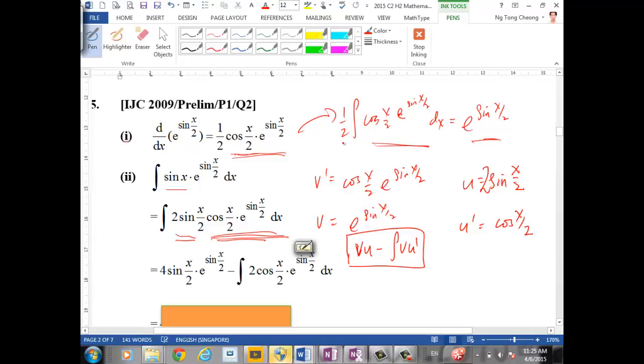Because we have half integrating this equals this, so with this, there should be a 2 here. So you work out your v times u minus the integral of v times u prime. You should get this. Once you get this, you recognize that this is again what you have from part 1, so you deal with the integral of this using part 1.